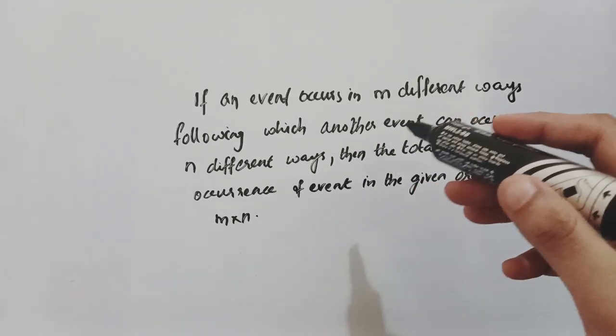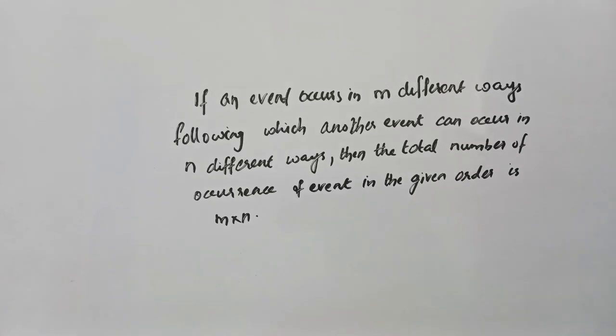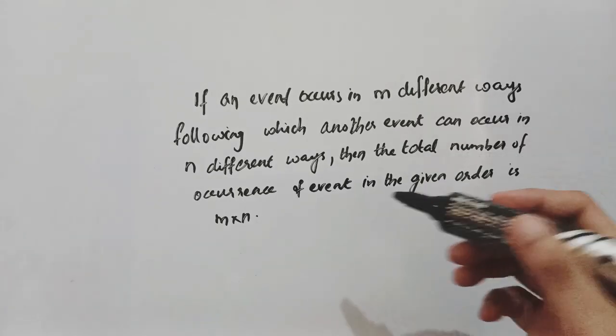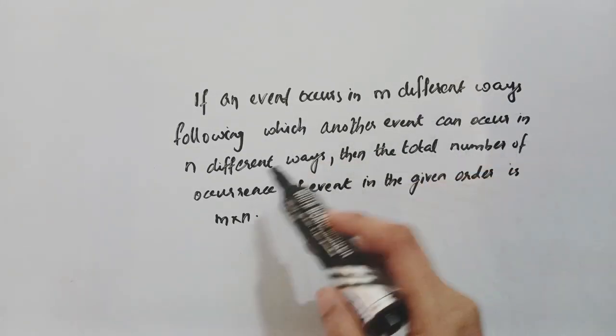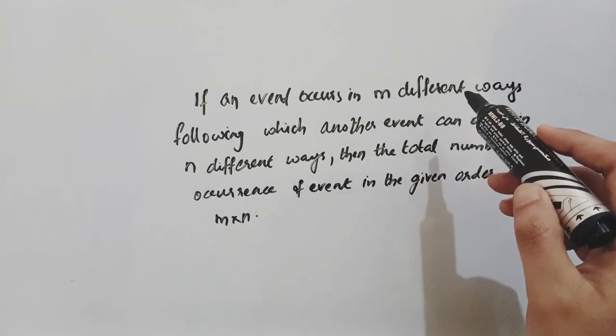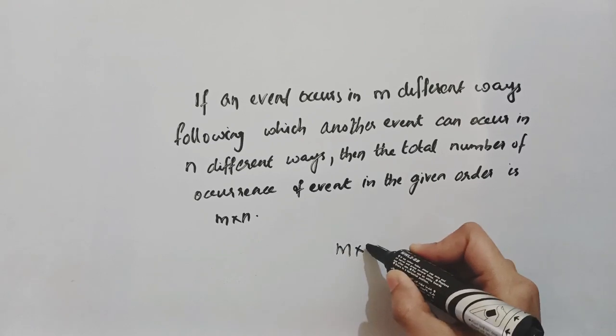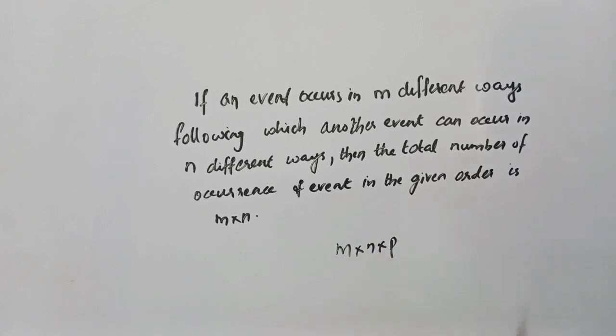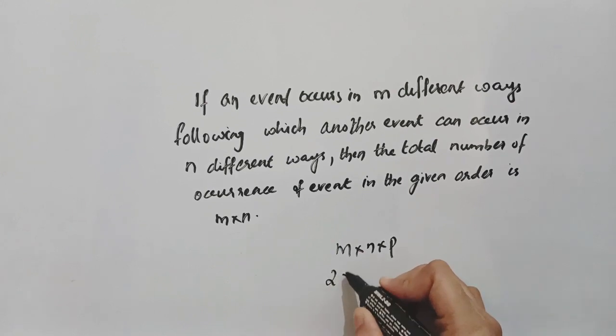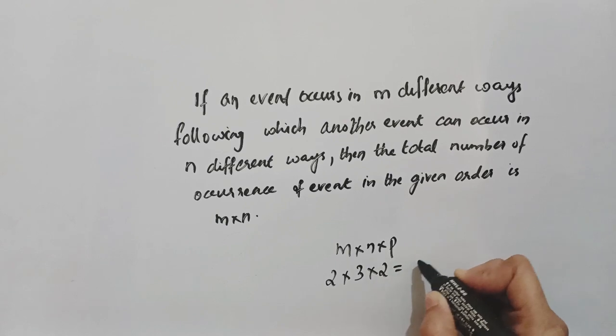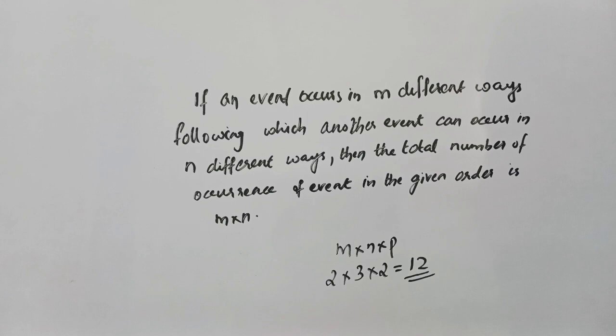Similarly, this principle can be generalized for any finite number of events. For example, for 3 events, if an event occurs in m different ways, following which another event can occur in n different ways, following which a third event can occur in p different ways, then the total number of occurrences of the events in the given order is m into n into p. That is, we can add any number of events and the answer is the product of all the events. We saw this in example 2. Shabnam has 2 bags, 3 tiffin boxes and 2 water bottles. There m equal to 2, n equal to 3 and p equal to 2. That is, we got a total of 12 pairs.